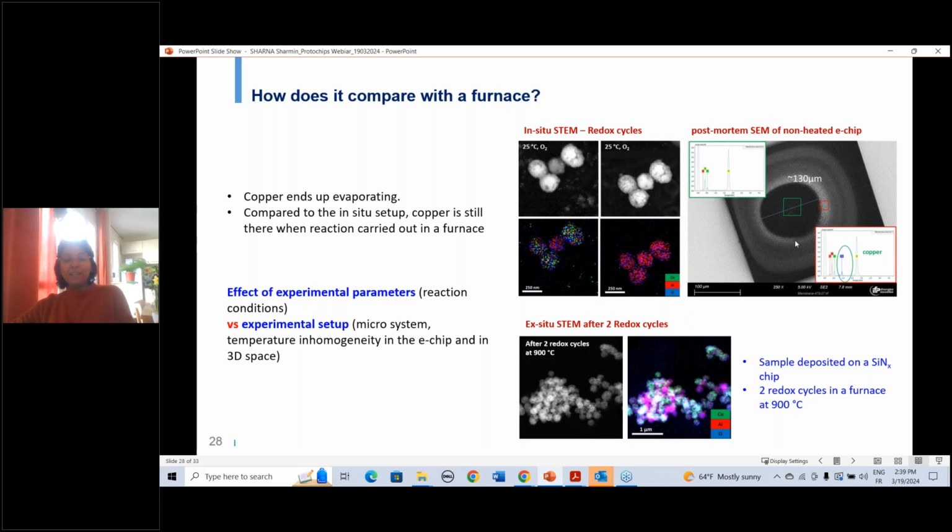So we see clearly 2 differences. One is the effect of the experimental parameter, the reaction condition. High temperature is not really suitable for this material, and also the experimental setup could eventually lead to this discrepancy.